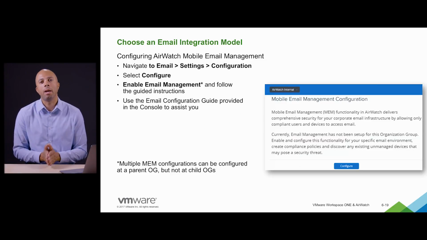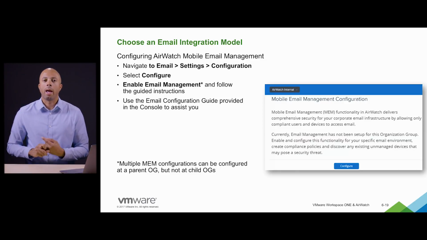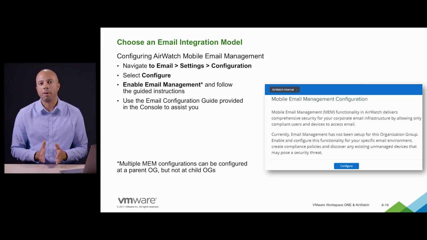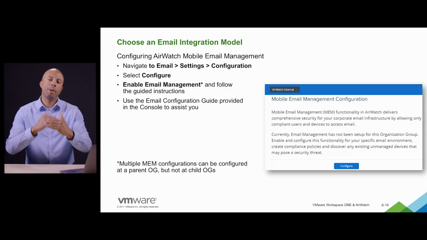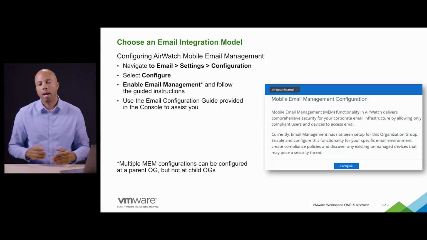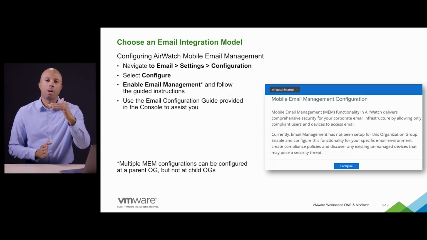So how do we set up a MEM configuration or mobile email management configuration in the console? Well, we can navigate to the configuration settings for email, and then you need to tell AirWatch what type of email management you're going to configure. Now, you should do this from your customer level because you can't nest MEM configurations underneath each other. So if you're ABC company and you need an email configuration that ends in @abc.com, then you need to set that at your company level.